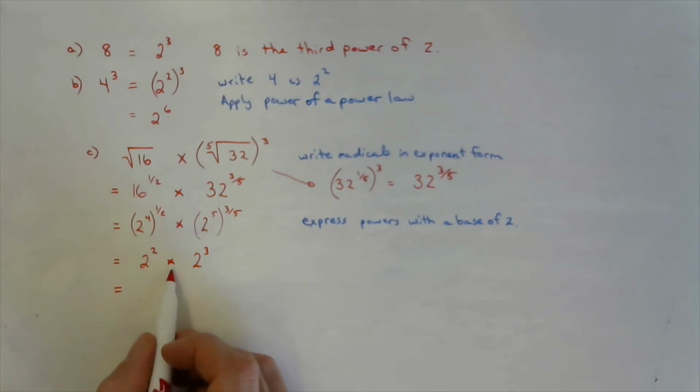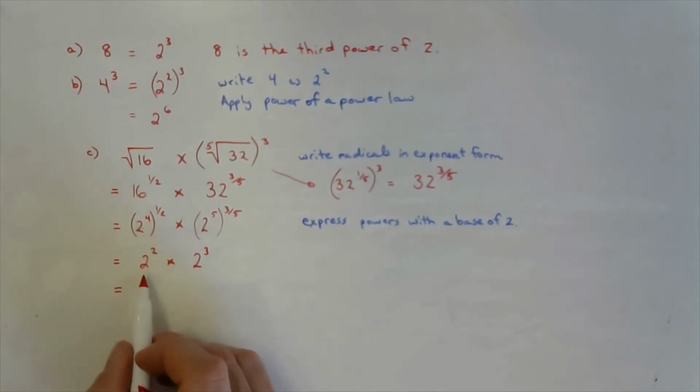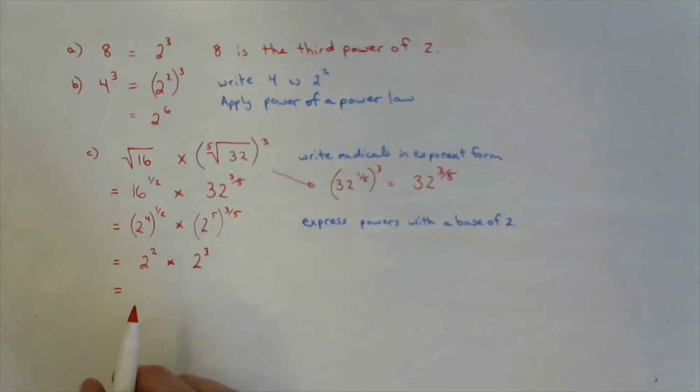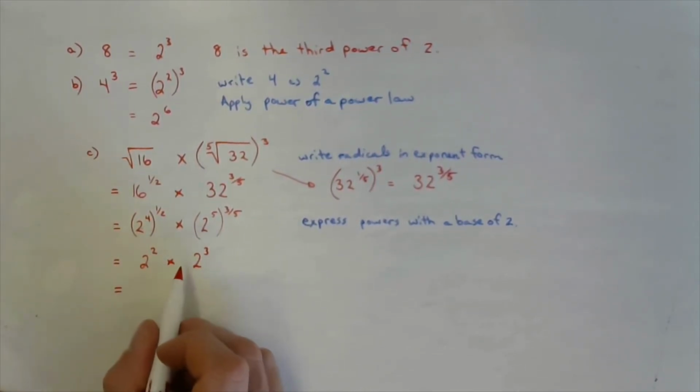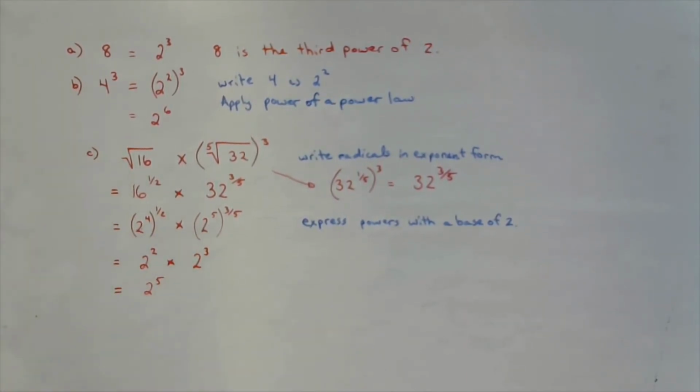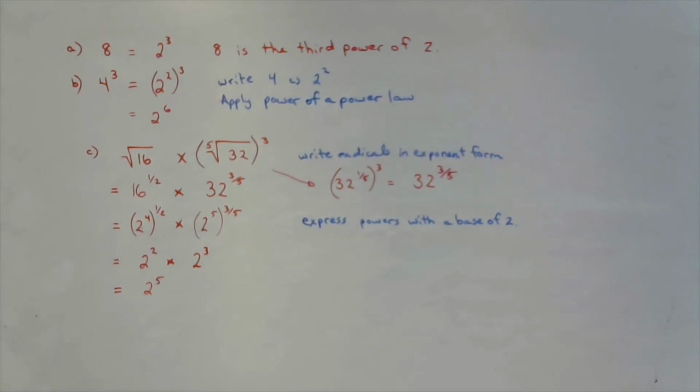And now if we're multiplying powers with the same base, we just need to add the powers. That's the product law of powers, I think it's called. At any rate, we end up with 2 to the power of 5. Could we have gotten there without a few steps in between? Probably. But that's one way of doing it.